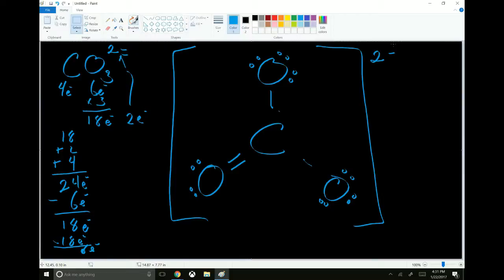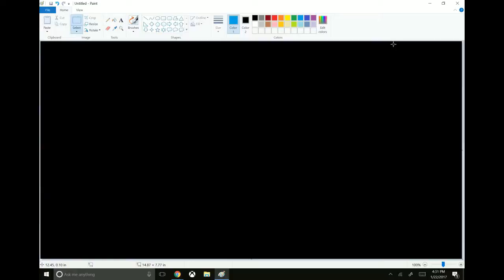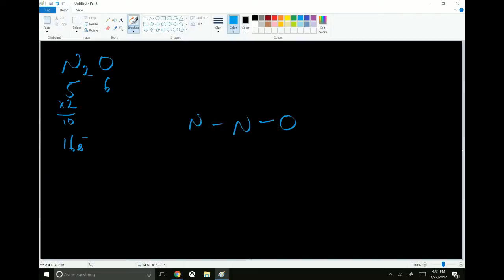Let's go ahead and do another molecule. Let us do dinitrogen monoxide, N2O. So nitrogen gives us 5 times 2 is 10. Oxygen gives us 6. So we have a total of 16 electrons. Okay. This one, you might be confused, but nitrogen actually goes in the middle. So you have a nitrogen on one side and an oxygen on the other. Okay. So that uses 4 of our electrons, leaving us with 12.